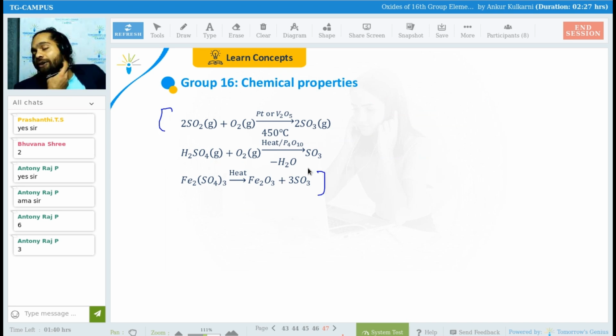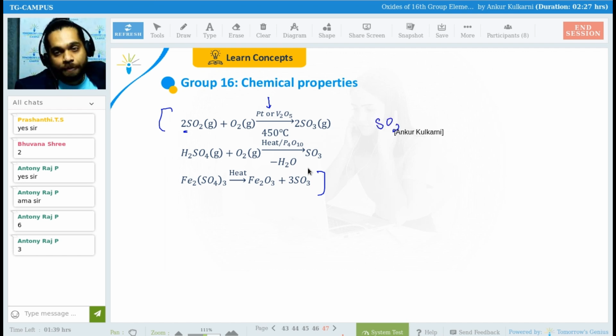Your sulfur trioxide, how do we form it? This is a kind of preparation for sulfur trioxide. If I have basic sulfur and I oxidize it, I'll get sulfur dioxide. If I continue the oxidation of sulfur dioxide using any catalyst, I'll get sulfur trioxide, correct? So SO2 plus O2, sulfur dioxide plus oxygen, gives sulfur trioxide.